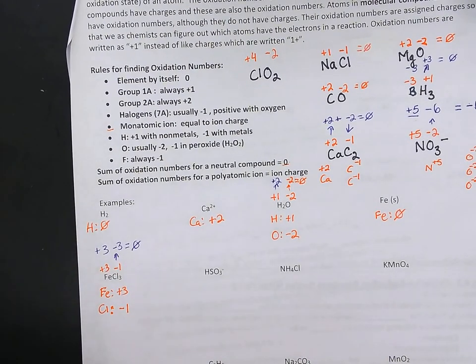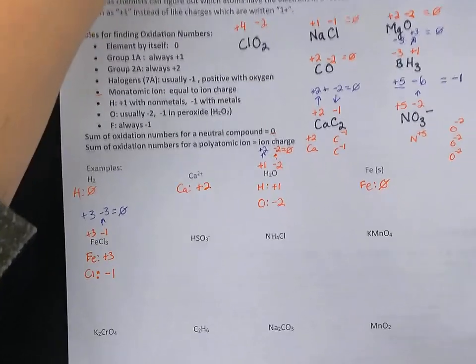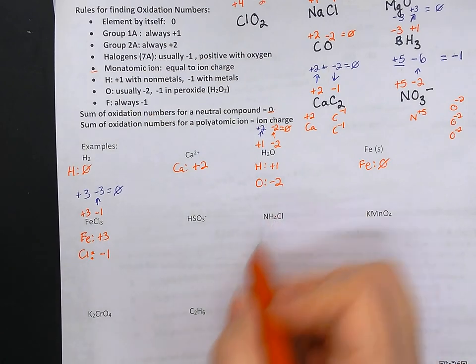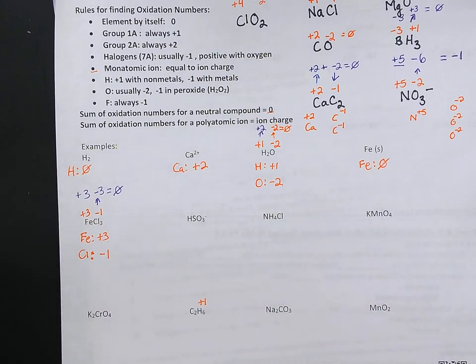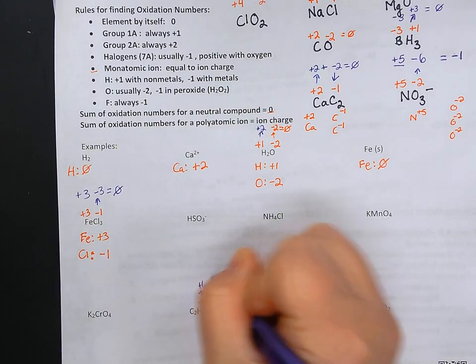Okay, now things start to get a little more interesting. We're going to start getting chemicals with 3 elements. Let's do a couple more with 2 before we get into ones with 3. So we're going to scooch down here to the C2H6. So carbon doesn't have a rule, but hydrogen does. When it's with a nonmetal, it's going to be positive 1. So there are 6 of them, so that's a positive 6 total.